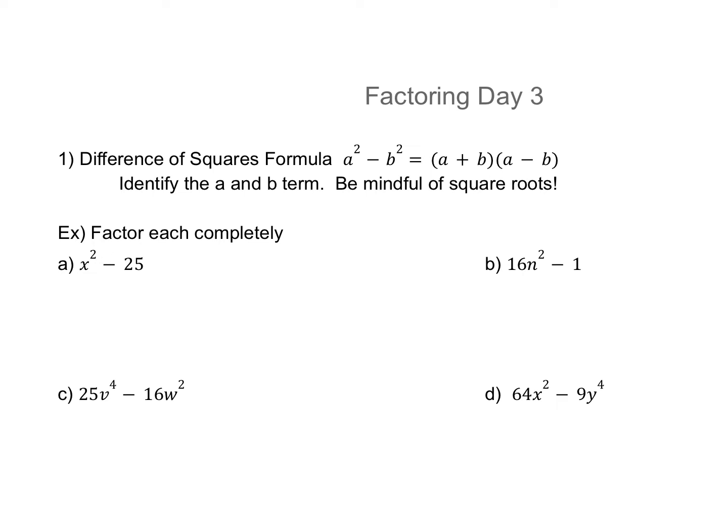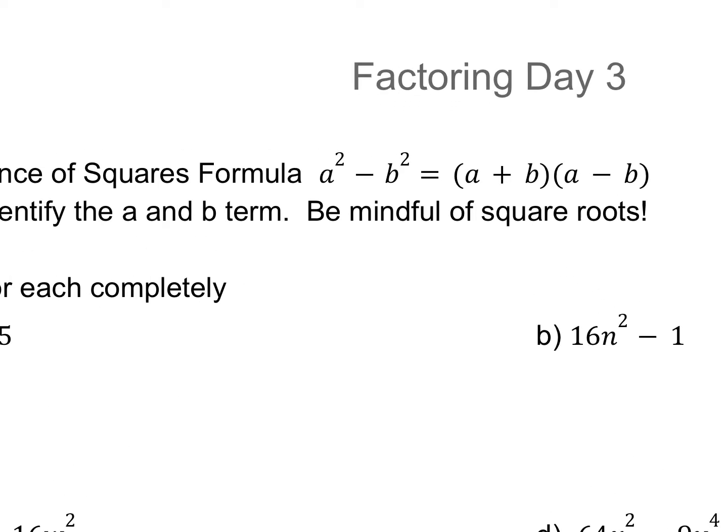Difference of squares is whenever you have two perfect squares. And what do I mean by perfect squares? I mean, there's like 1, 4, 9, 16, 25, and so on. Those are all perfect squares. So if you have two perfect squares that are being subtracted, you take the square root of the first term, and that'll be your A, and the square root of the second term, and that will be your B. And so you have A plus B times A minus B.